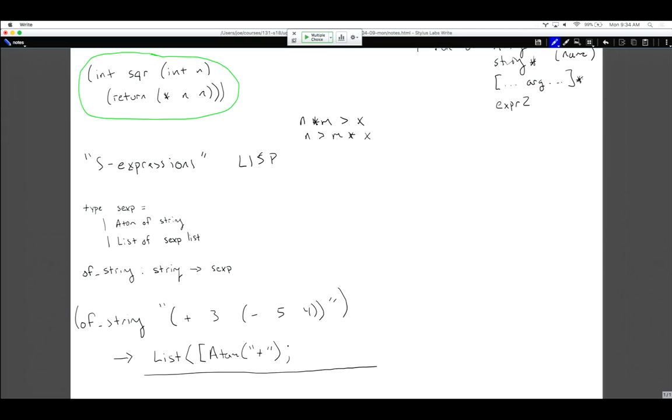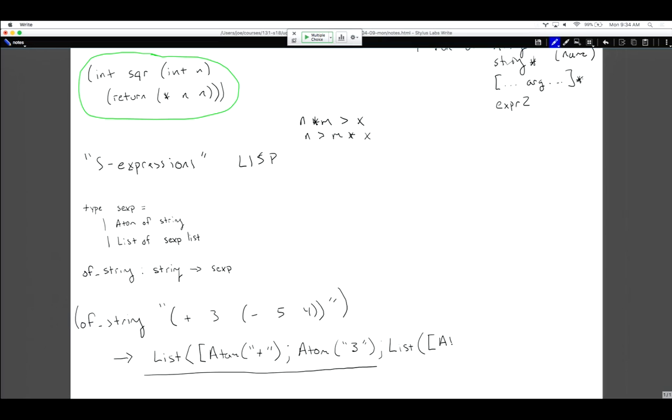What's the next thing that's going to go here? Atom 3. Any other suggestions? Atom 3. Okay. And it's going to be the string 3. Because atoms always take strings, so it's just breaking things up on these space and parentheses separated boundaries. And so then the next thing in the list, what's the next thing going to be after the atom 3? Another list. And this list is going to contain the minus, the 5, and the 4 all as atoms.